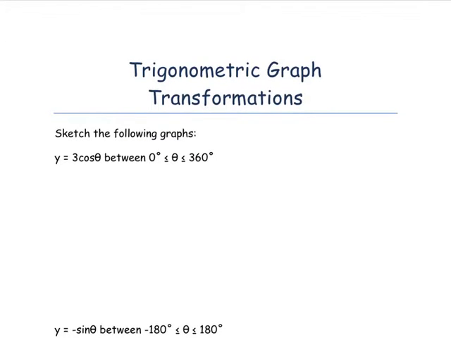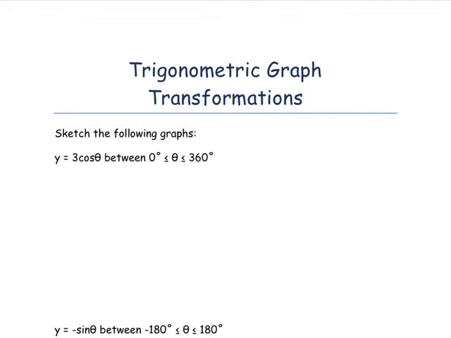Trigonometric graph transformations. In Core 1 we first came across graph transformations. What we're going to do now is use those graph transformations that we learned and apply them to trigonometric graphs. So the first one we're going to look at is: sketch the following graph. We're going to sketch y equals 3 cos theta between 0 and 360 degrees.